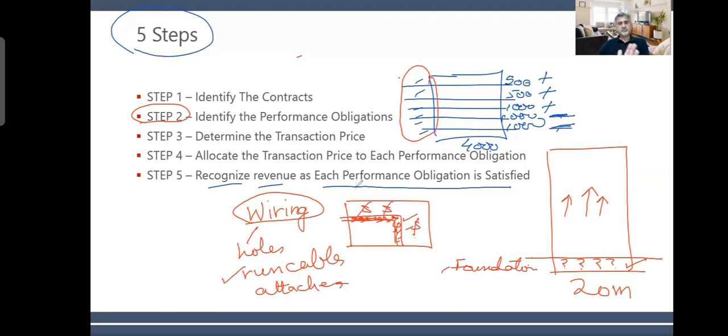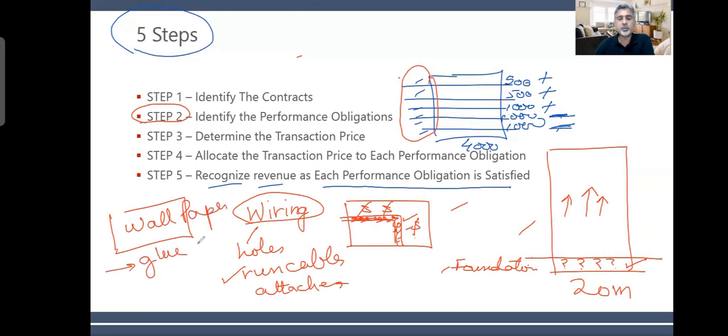Okay, these are the two examples. Now see one more example. Let's suppose that this is a wall on which I need to put wallpaper. You know how you put wallpaper? First you spread the glue everywhere on the wall. And the second thing is that you put wallpapers. Now let's suppose I come in and I put the glue on the wall.